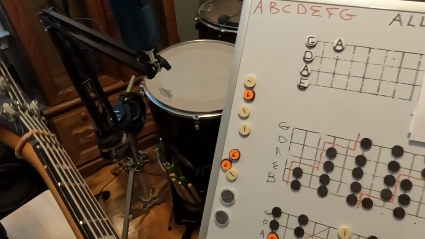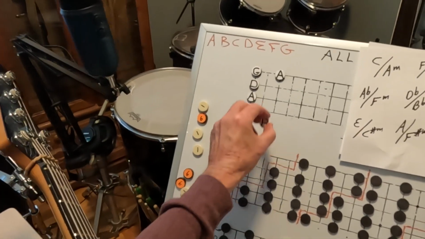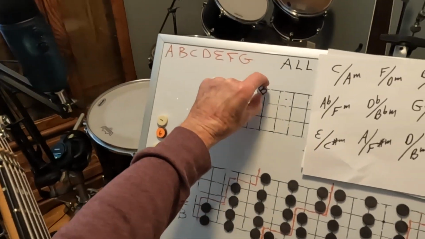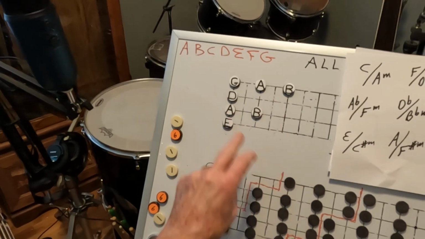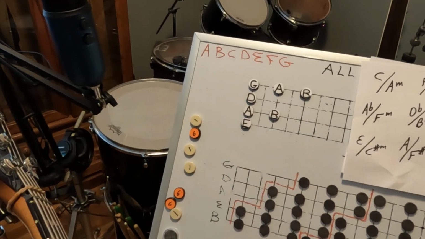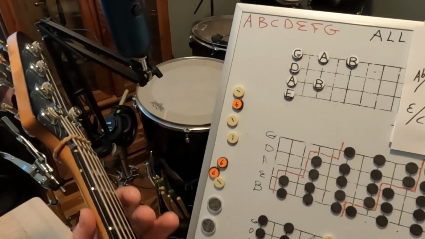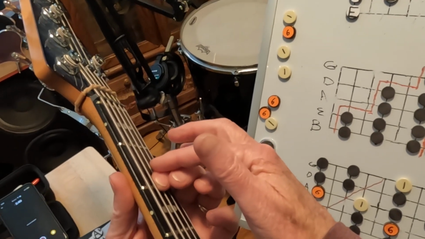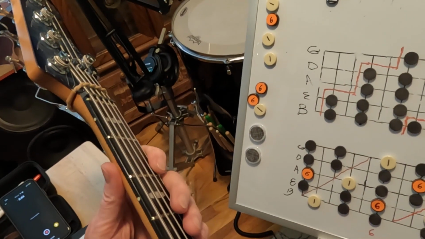Okay. The next one is going to be a B. So we got 2 Bs. A whole step up. Each fret is a half step, so a whole step up is 2 half steps. A whole step up from A is B. See that? A. Whole step up is B.